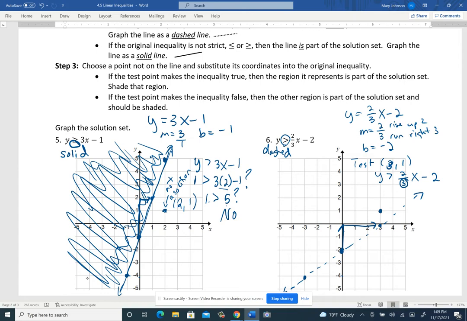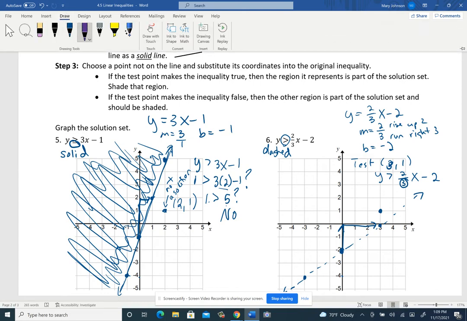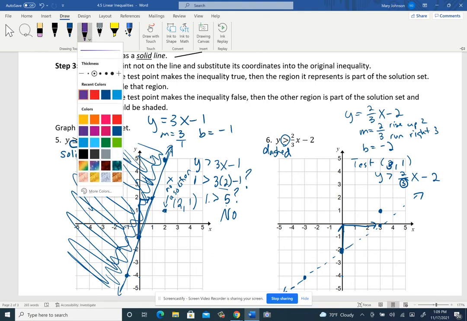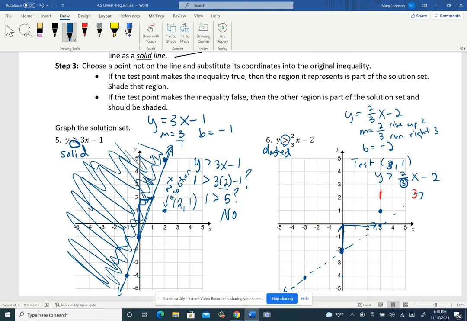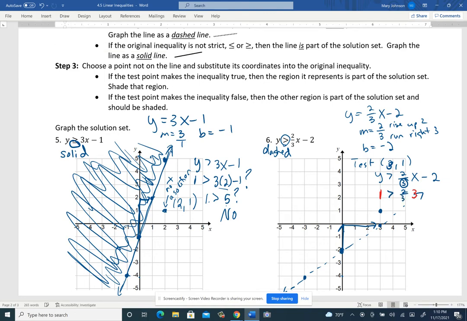So I'm going to put a 1 in for y, and a 3 in for x, and I'm just testing whether it makes the inequality true or not. If I put the 3 in, I get 1 greater than 3 times 2/3, which is 2, minus 2. I'm asking whether that's true. So I get 1 greater than 0. 1 is greater than 0. The answer is yes. So that means when I shade, I have to shade the side that is a solution. This works.